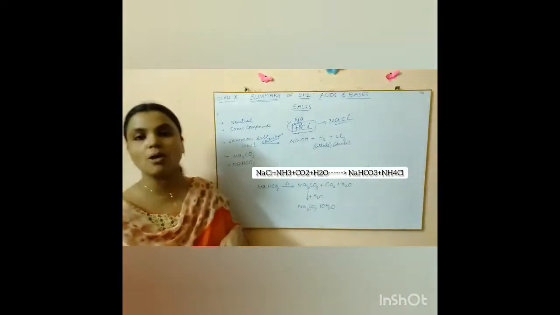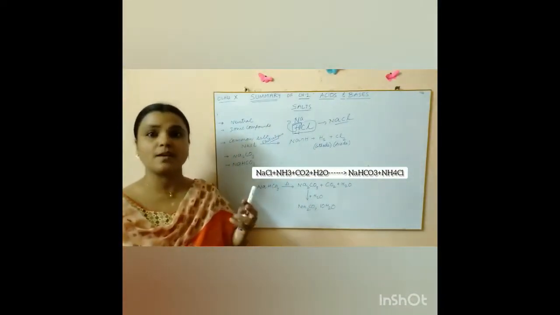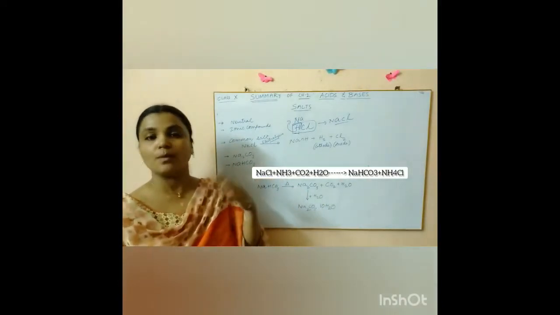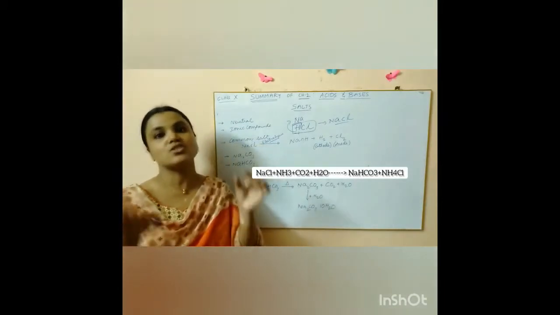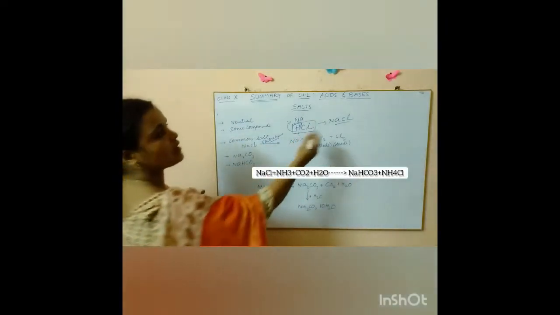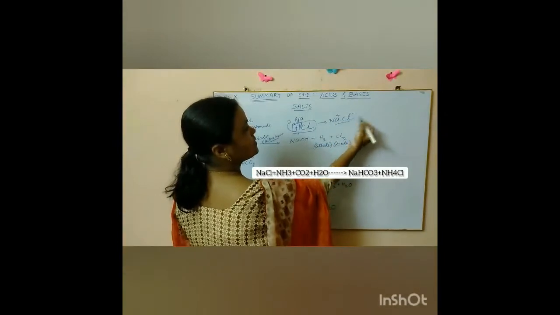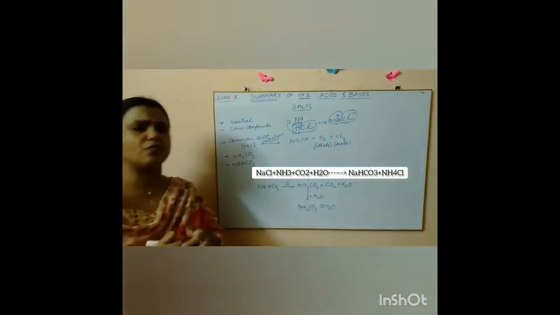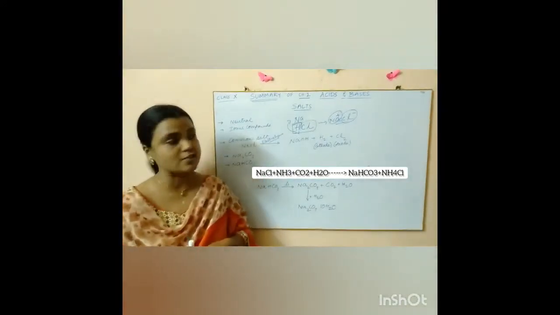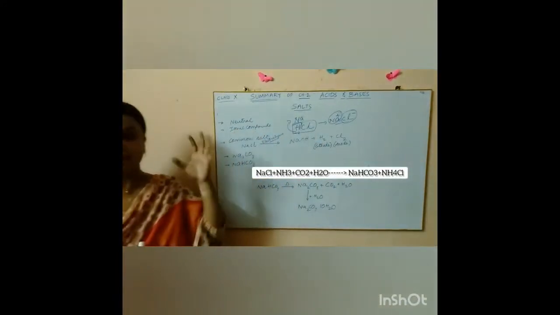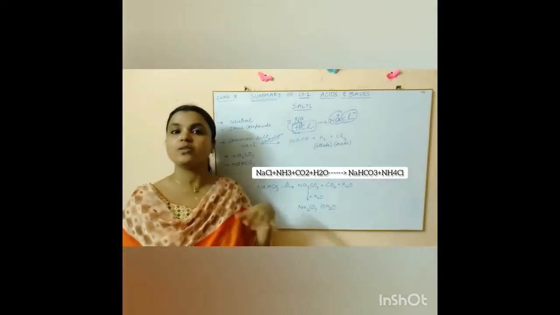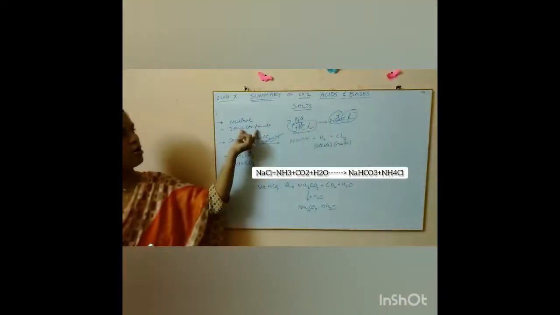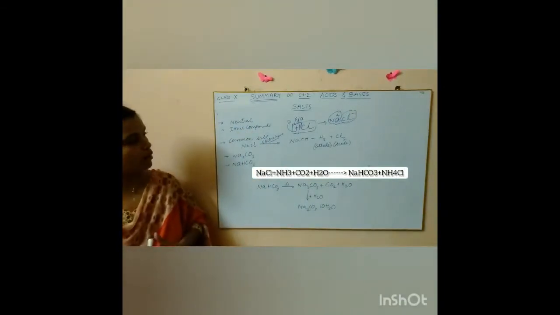I told you, ionic compounds are held together by very strong forces of attraction between the positively and the negatively charged ions. Actually, if you see NaCl, the Na+ and Cl- ions are held together with very strong forces of attraction. That's the reason why ionic compounds have very high melting and boiling points. So these are very strong compounds, actually.